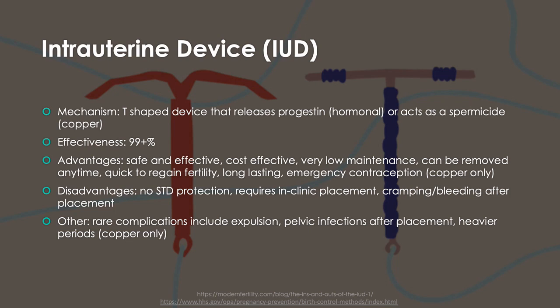For progestin IUDs, patients can expect lighter periods or no periods at all, whereas copper IUD users can actually experience the opposite and have heavier periods than before IUD use. Rare side effects include expulsion and pelvic infections, but that usually occurs within the first few weeks or months after placement.